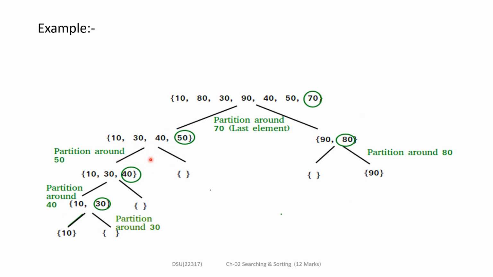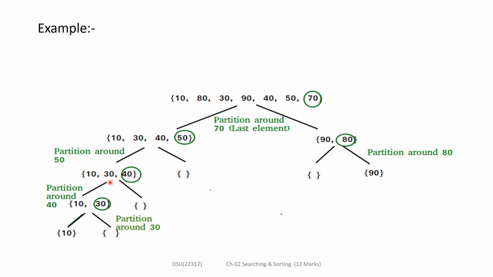Again we have to select a pivot point, that is 50. Then again we divide this list: on the left side elements are less than 50 and on the right side elements are greater than 50. But in this example, at this step, there is no element greater than 50, so this is an empty array. We have to consider only this list now: 10, 30, 40.